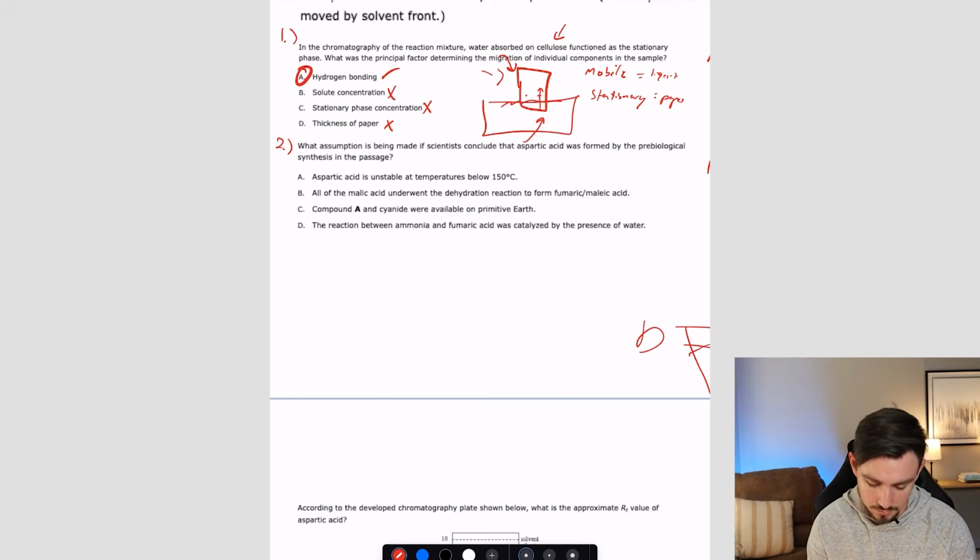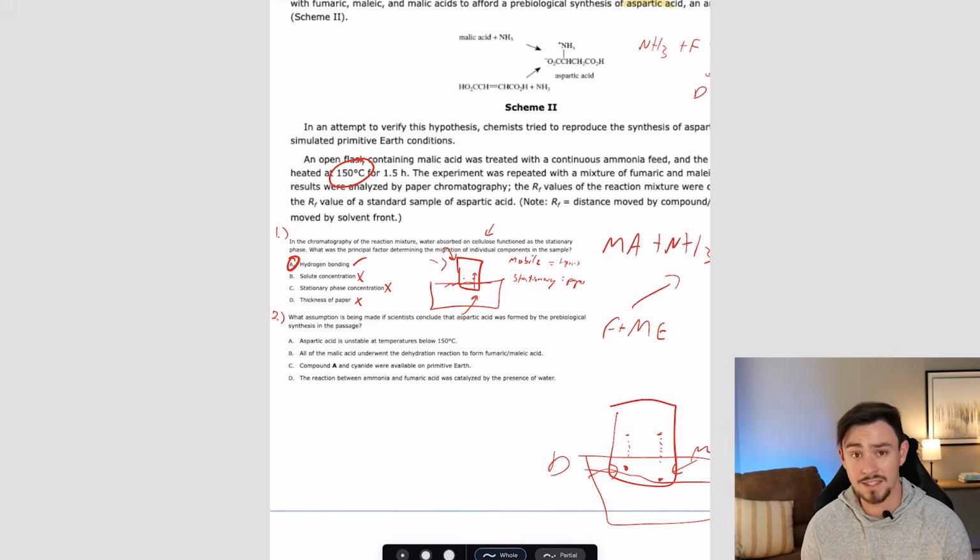So where they're getting that number is the heat at which the flask was heated. Now, what happens if it's heated at 149 degrees? I don't know. But we have no evidence to think that it would be unstable if it were 149 degrees Celsius versus 150. That's just the heat that they used. So maybe not A, don't love it.